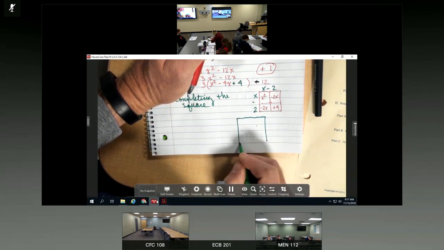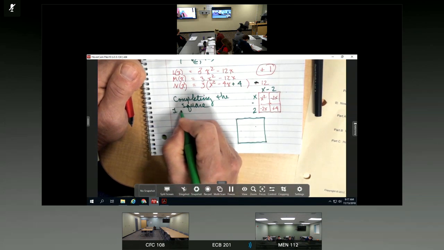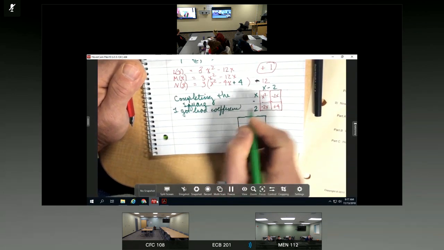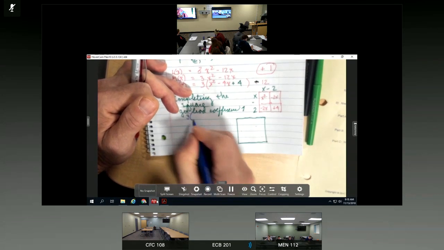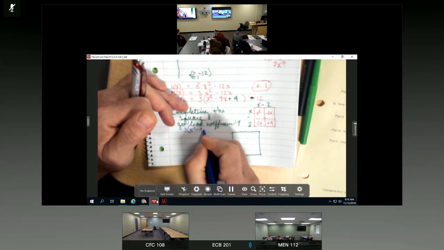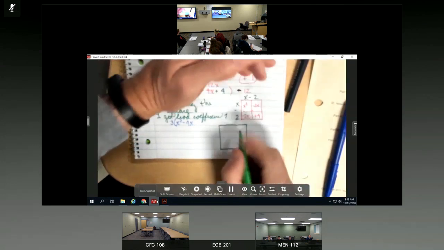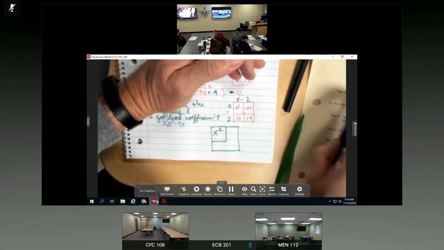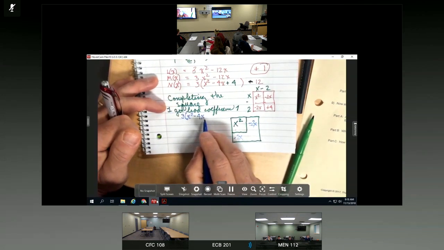This shape is a square. The first step is to get the lead coefficient 1. So to do that, we'll start with 3 times x squared, and then if we factor a 3 out of 12x, what do we have? Minus 4x. So now we know this part here is x squared. These two parts right here add up to negative 4x.